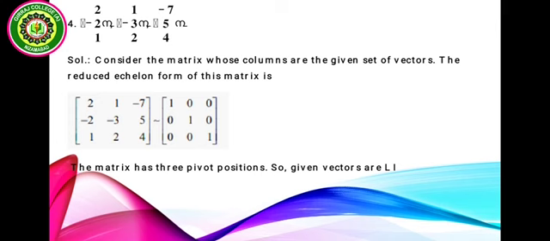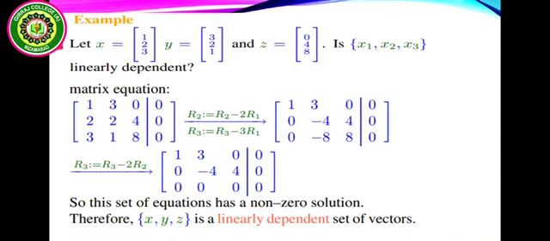The next problem: the given matrix is 2 1 -7, 2 3 5, 1 2 -2, -3 5 1 2 4. That matrix is reduced to the upper triangular form, and the resulting matrix is 1 0 0, 0 1 0, 0 0 1. Here we have three pivot positions and the number of vectors is 3. So we say the given set is linear independent.